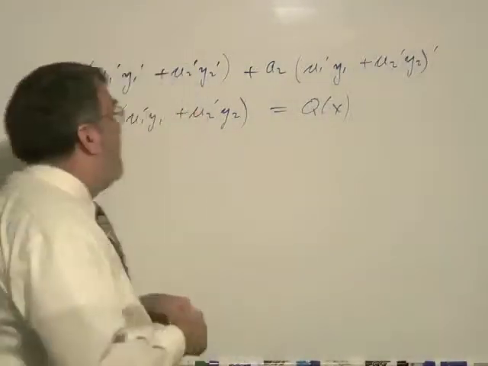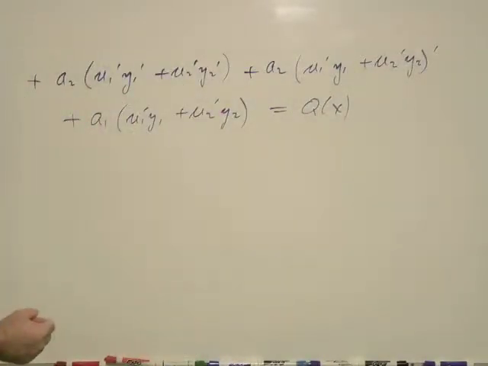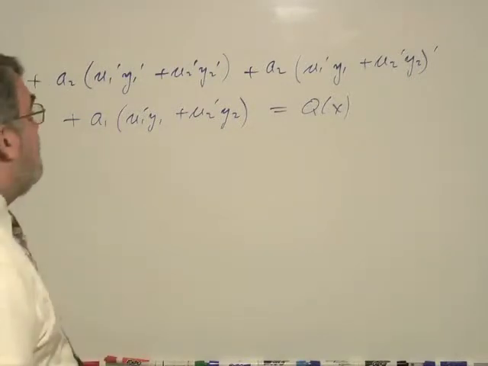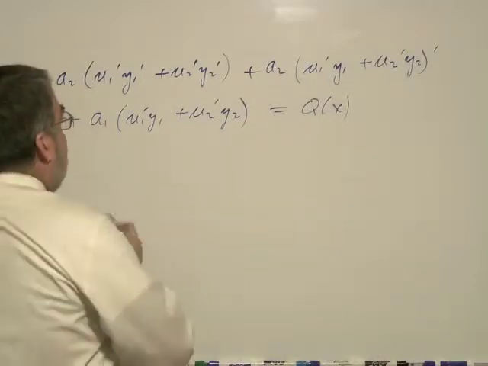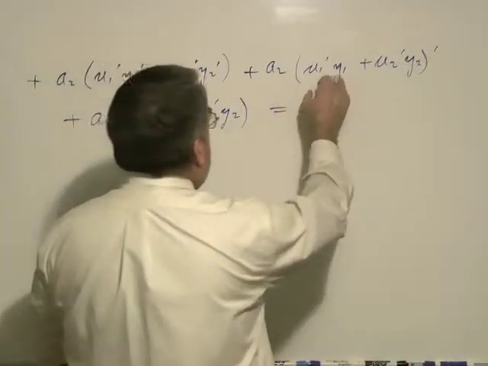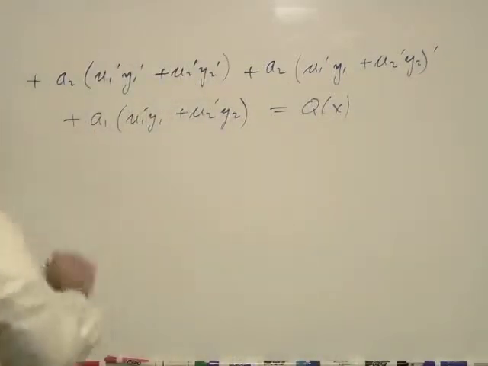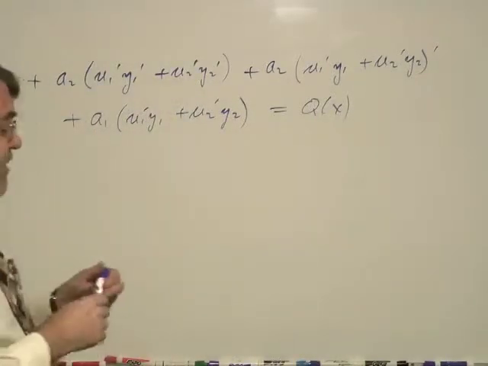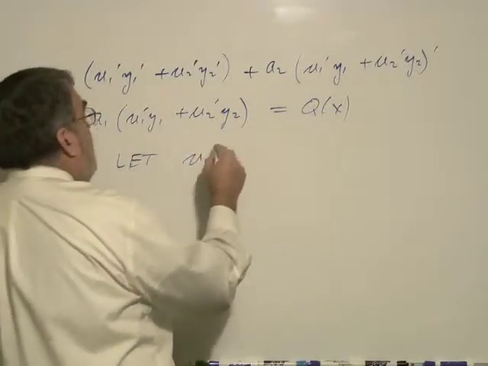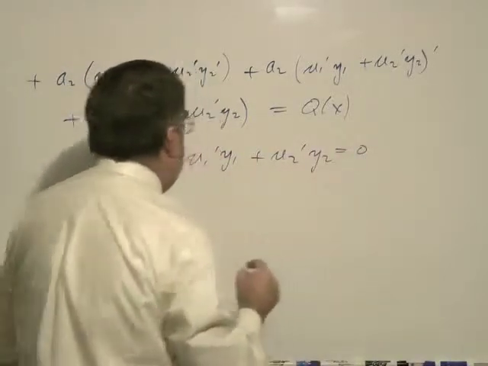So after being able to erase the whole top line here, which is all equal to 0 from the complementary solution, we're going to make one more assumption. And this is the other punchline. Notice that these two parentheses contain the same terms, u1 prime y1 plus u2 prime y2. And the only difference is that we have a derivative here and we have an a1 there. Now wouldn't it be nice if those were equal to 0? So we're going to let u1 prime y1 plus u2 prime y2 equal to 0.